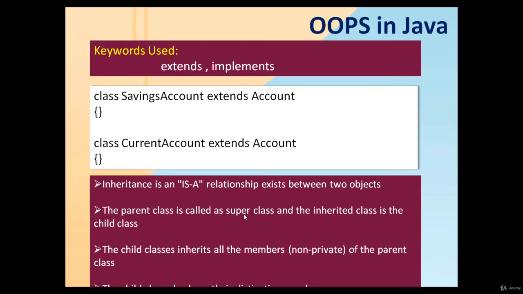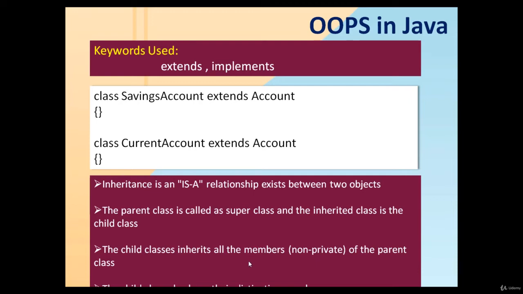The parent class is called the superclass. In some object-oriented languages we call them base class and derived class, where the newly created class is the derived class. In some programming languages we call them parent class and subclass. But in Java, the newly created class is called the child class, and the class from which it is created is the superclass. So Account is the superclass, and savings account and current account are child classes of Account.